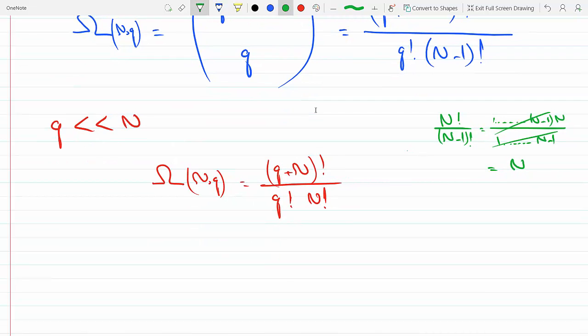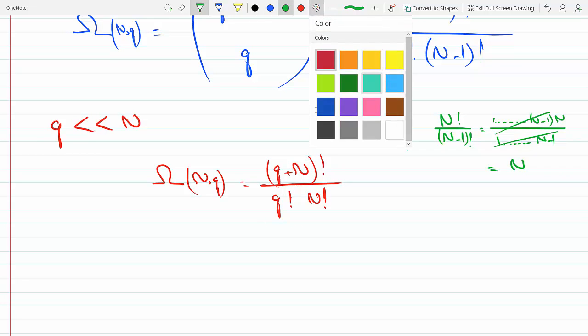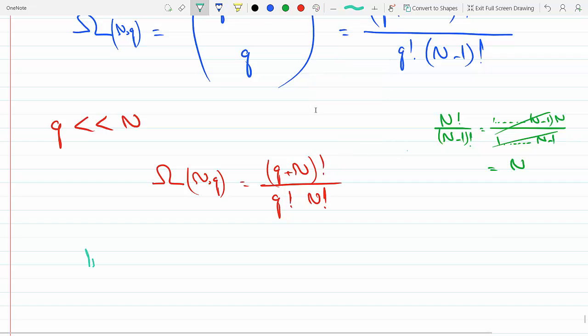So back here now, I'm going to take the log of both sides. And if I do that, I will get ln capital omega. So this will be ln of this whole thing.